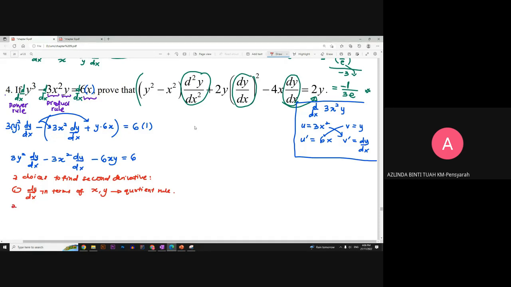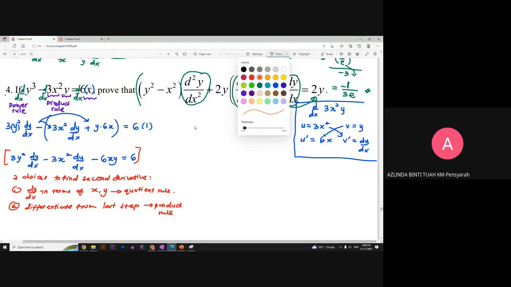Okay, yang kedua, kalau tak nak rearrange, kamu boleh terus straight away differentiate from last step. Last step maksudnya step yang inilah. Okay. Kalau yang ini, kamu akan gunakan product. Sebab you can see dekat bahagian sini, dia akan ada 3y squared darab dengan dy dx. 3x squared darab dengan dy dx. 6x darab dengan y. Ada u, ada v kat situ.